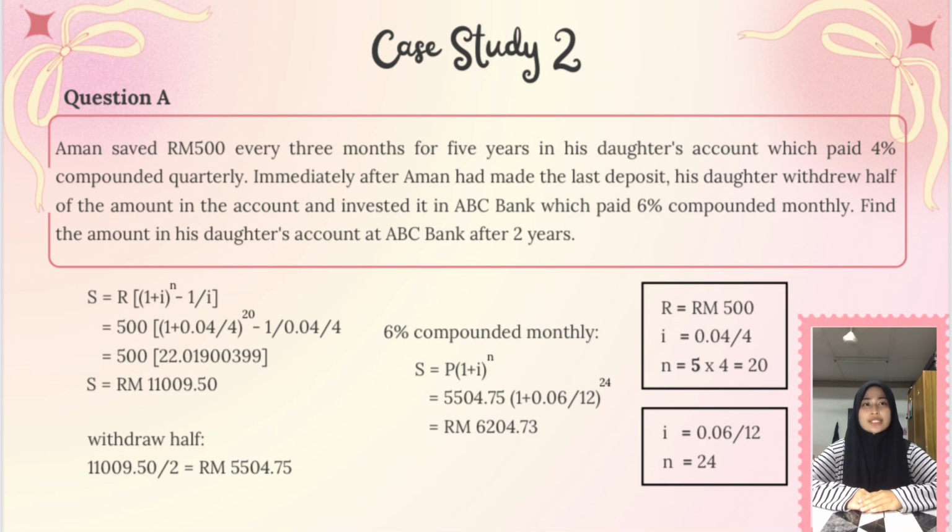So, we first divide 0.06 by 12 because there are 12 months in a year. Next, we calculate the number of compounding periods. Since the money stays in the account for 2 years and the interest is compounded monthly, we multiply 2 years by 12. This gives us 24 months.